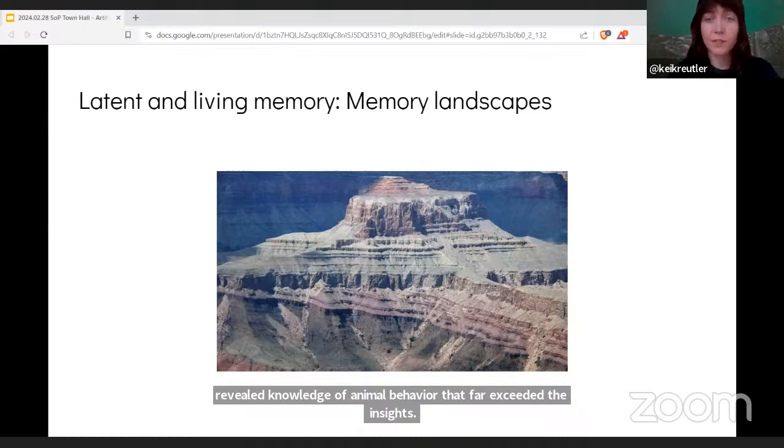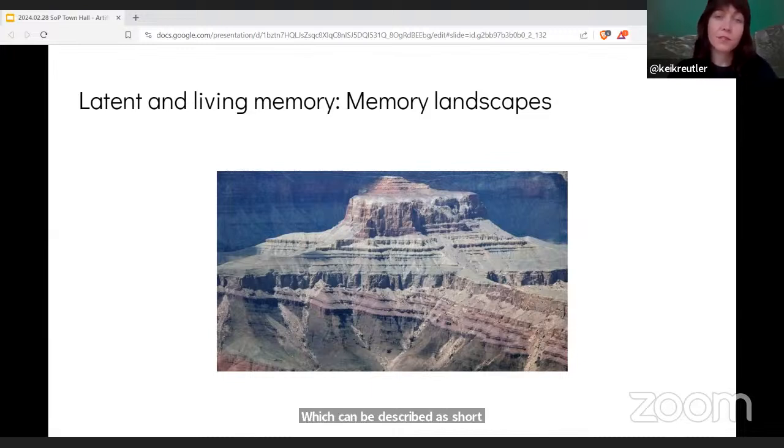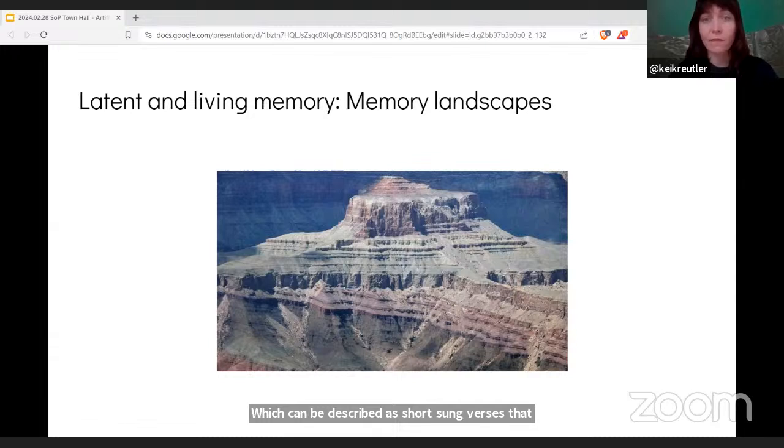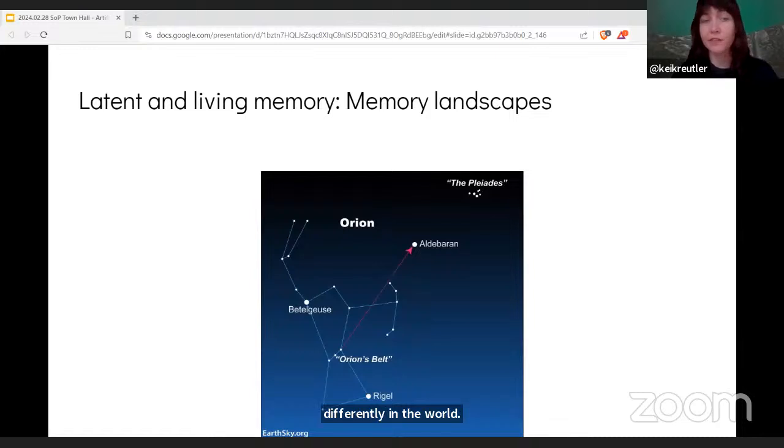And in her work, she shared stories about songlines, which can be described as short sung verses that correspond to features in a landscape, such as mountains, springs, and outcrops, visited in a fixed order along a path. And while this process could pass down similar knowledge as stored in memory databases, this artificial memory operates somewhat differently in the world. And its songlines and other practices, such as remembering stories related to constellations, make latent memory in the landscape living through a process of transmission and renewal.